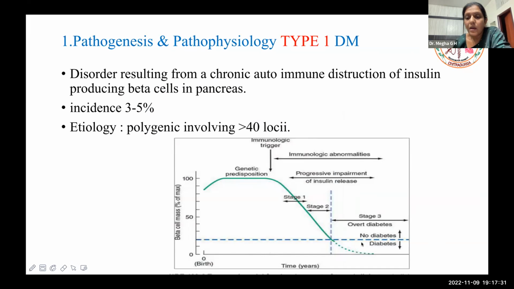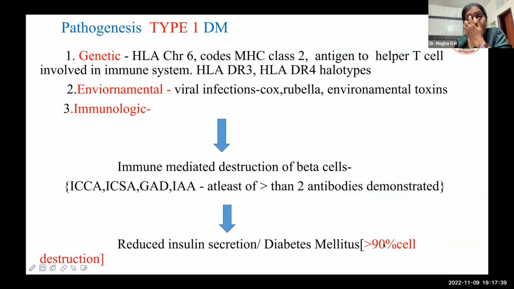By around the third stage, there could be destruction of more than 90% of the beta cells, leading on to overt diabetes. The genetic factors are HLA on chromosome number 6, which codes for MHC class 2, presenting the antigen to the helper T cell and involved in the immune system. HLA-DR3 and HLA-DR4 haplotypes are also involved in the establishment of type 1 diabetes.